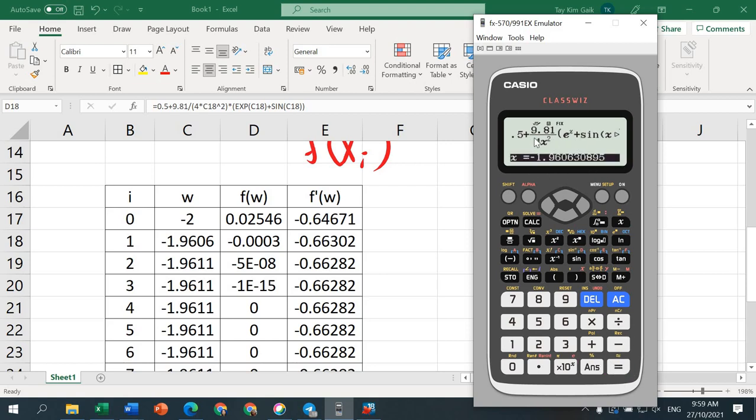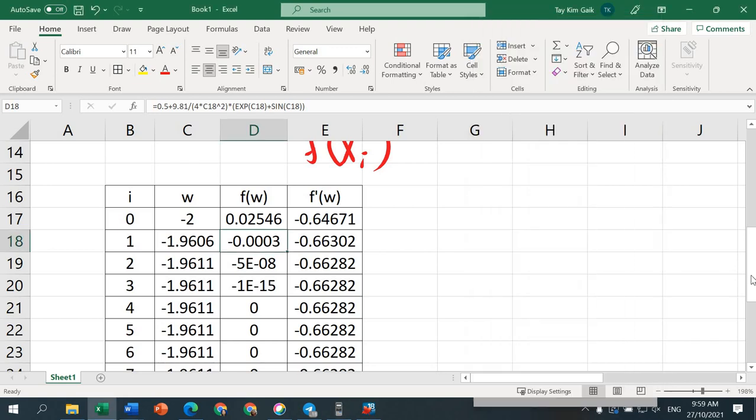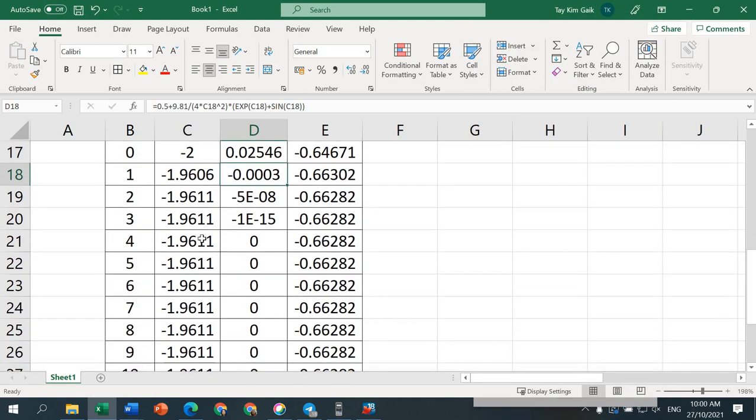Then you take out all decimal places. You get this answer. Since, as I said just now, the magnitude of FW1 is less than epsilon, which is 0.005, hence the approximate root is W1, which is negative 1.9606. But if you further do it until your FW equals 0, you get the root as negative 1.9611. Of course, this one is better.